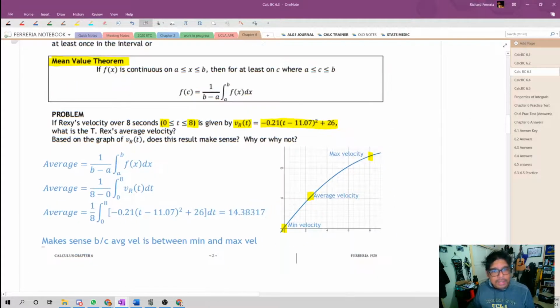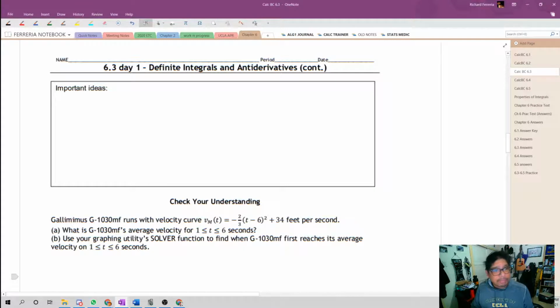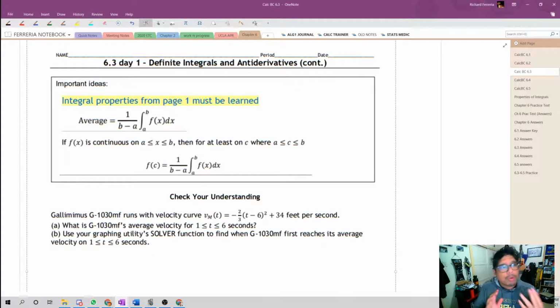All of this leads us to, of course, the important ideas for today. Now, of course, the integral properties that we saw on page 1, those need to be learned. Also, we needed to know what was the definition of the average of a function. And then we also needed to know the mean value theorem.